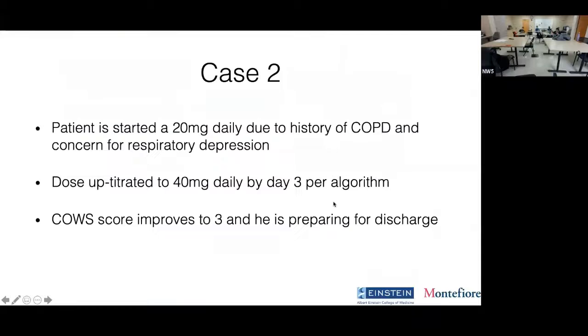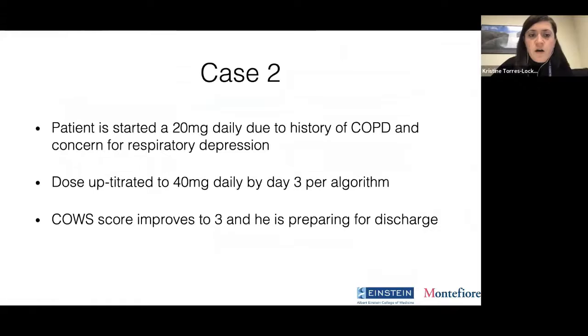Okay. So for our guy, I didn't plan you, but perfect dose. So I say he started at 20 milligrams a day because he does have COPD. He's a little bit older. You're a little bit worried about respiratory depression. So you start sort of on the low end. And he ends up getting titrated up to 40 milligrams by day 3, and he's feeling well. His COWS score is now 3, and he's getting ready to discharge.